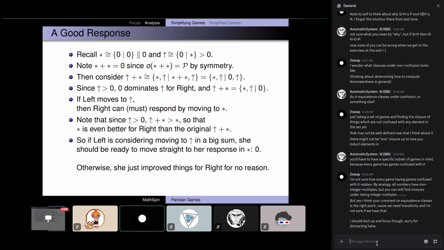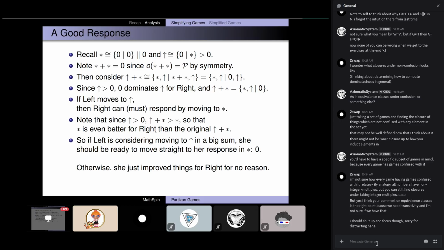Admittedly, I lost you in the second half there. But I'll maybe try anyway. I followed you up to the computing equivalence with star comma up for left and 0 for right. But what's the point after that? So star is better for right than up plus star.